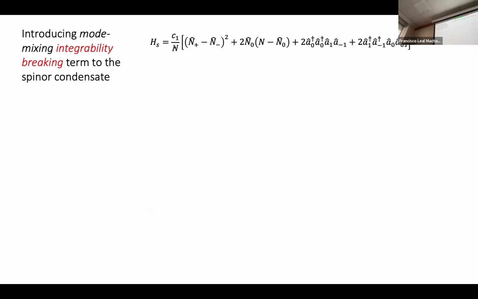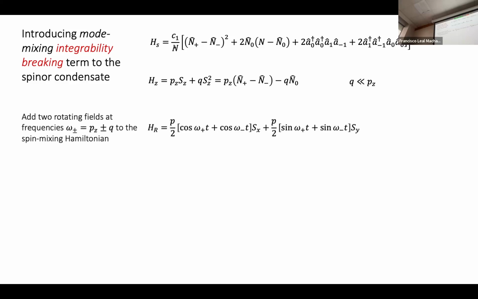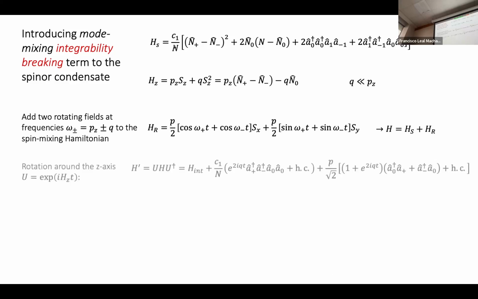So this is our spinor Hamiltonian. And let's acknowledge that there is generally a magnetic field in the z direction in these systems, which introduces the linear and the quadratic Zeeman terms. And we add two rotating fields here at frequencies that are resonant with the 0 and ±1 atomic transitions, which is HR here. And we do a rotation around the z-axis, a unitary transformation. And after doing this, we end up with this effective interaction Hamiltonian.